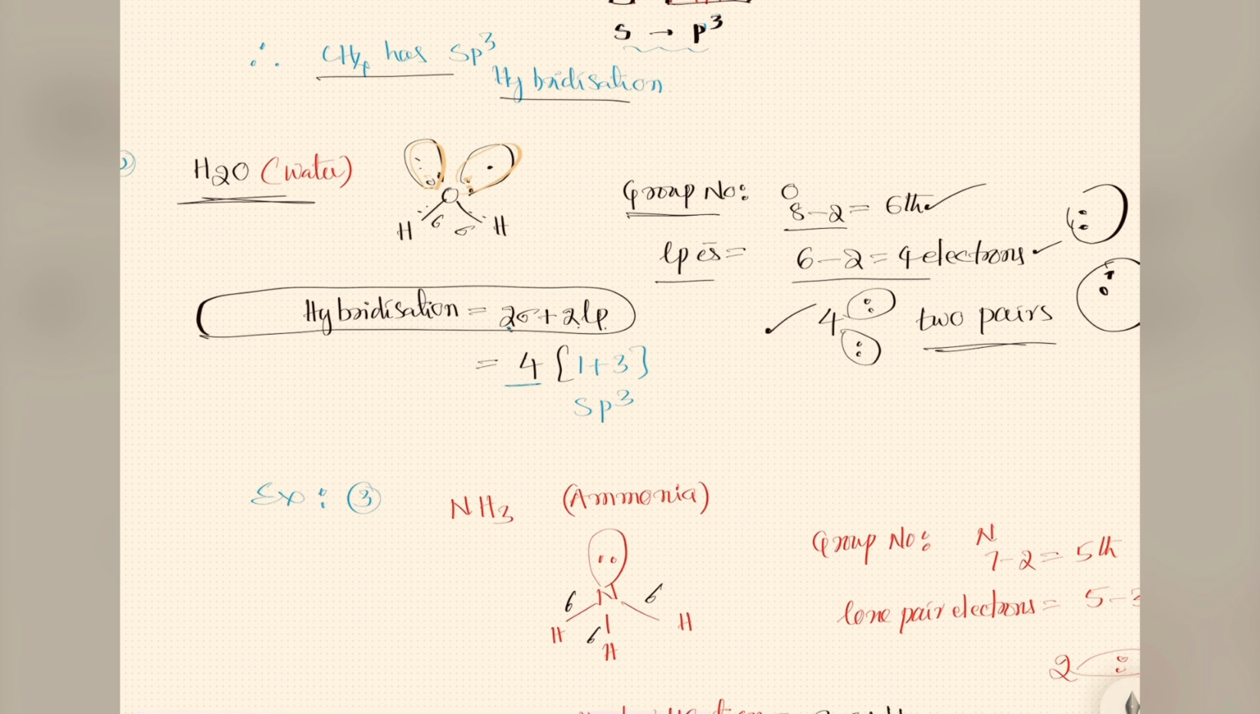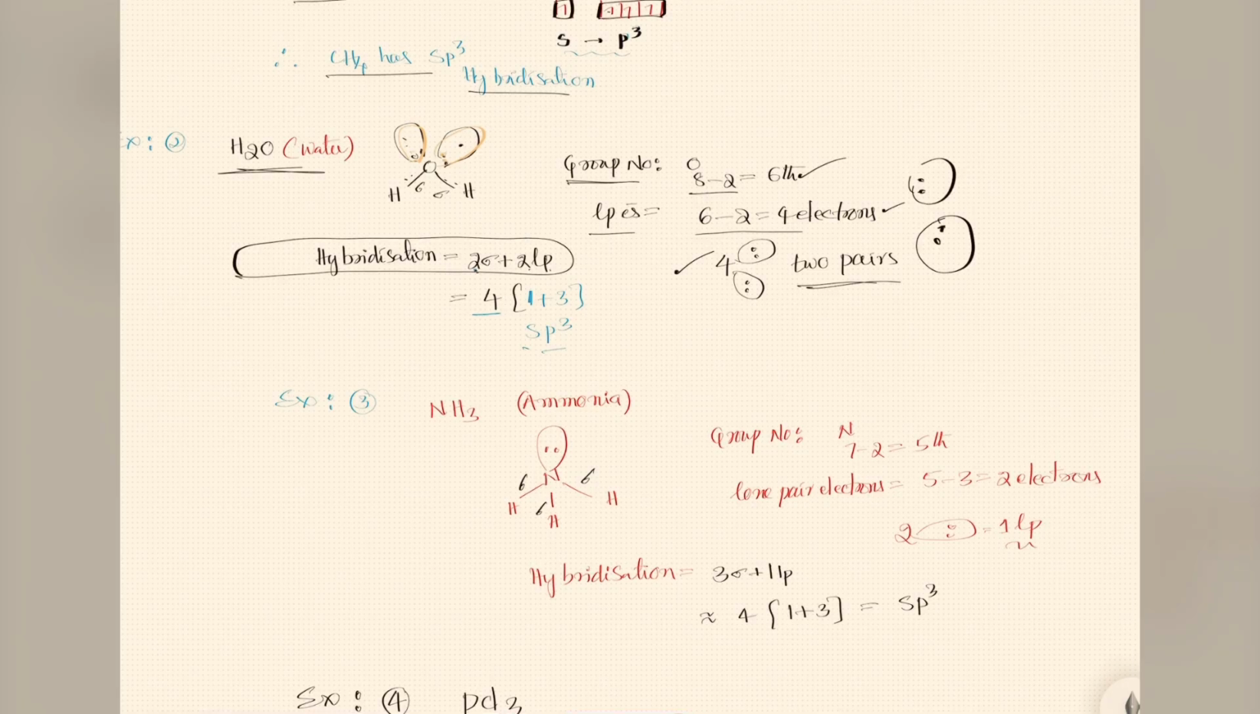So the total sum is equal to 4. Just now I informed you, we should write here 1 plus 3. So one is S orbital, remaining three is P orbital. So the water molecule also undergoes sp3 hybridization.